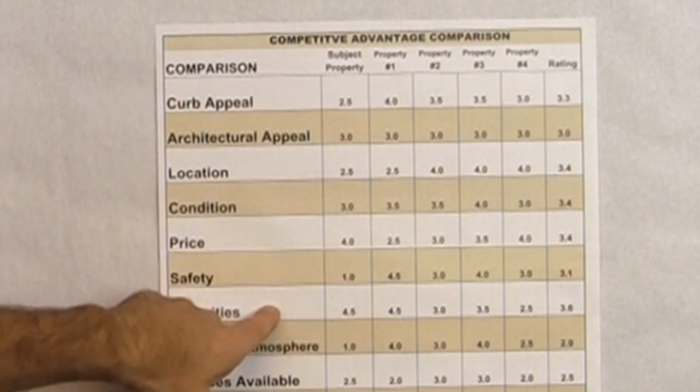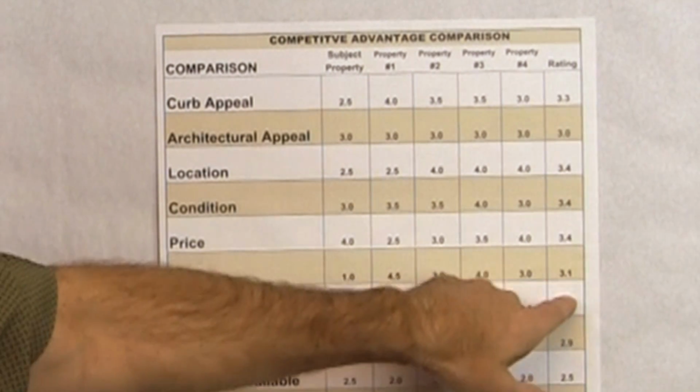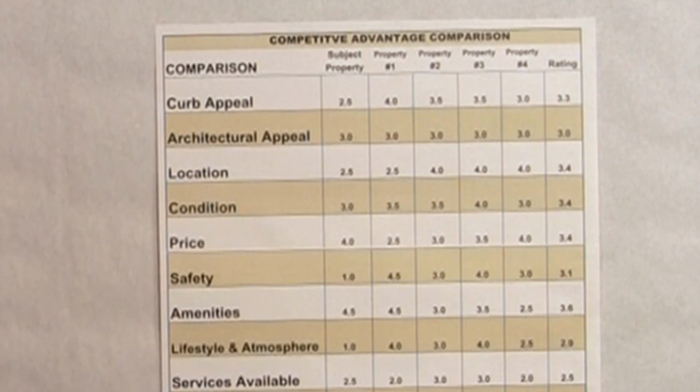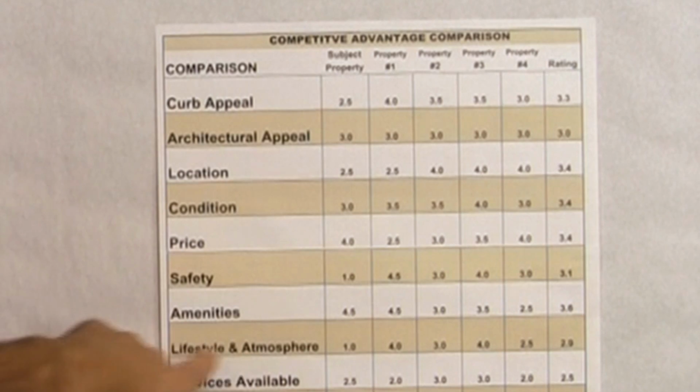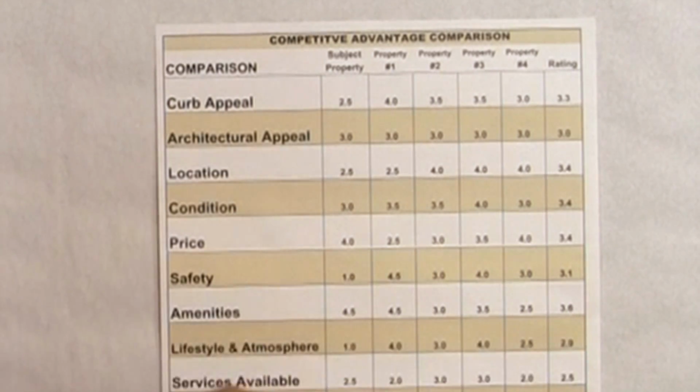Safety, it had a 1.0. The average is a 3.1. Way underperforming. This is not a safe property. The lifestyle was a 2.9. Overall average is a 2.9. This property was thrown off a 1.1. Not very competitive.